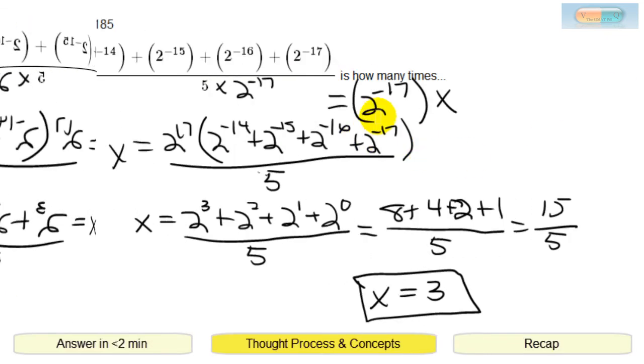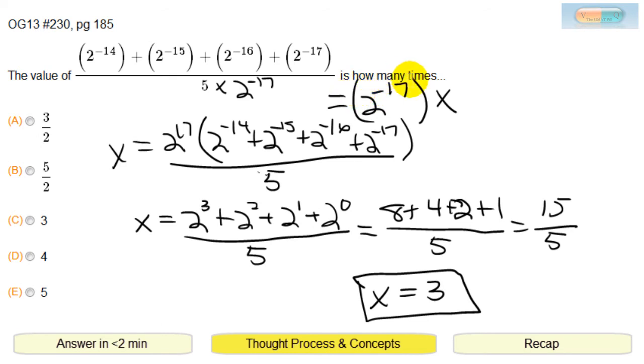Okay, so let's look at what happened. So basically they told us this expression right here, right? This 2 to the negative 17th is how many times more, x, than this original expression. Now, since we have a negative exponent, we have to divide both sides by 2 to the negative 17. We have to divide both sides by this highlighted area.